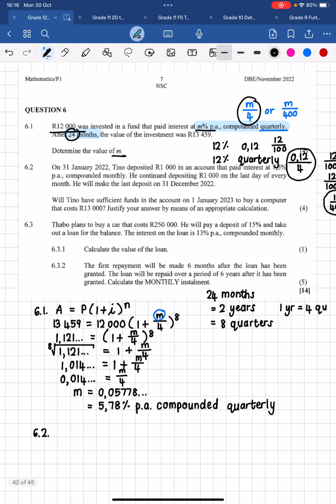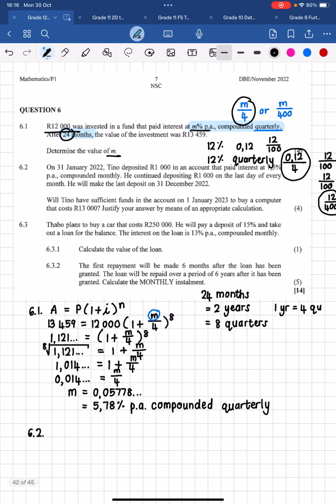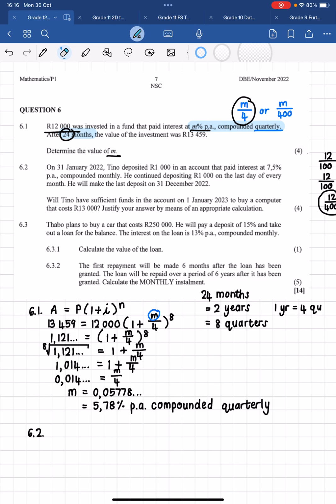6.2. On 31 January 2022, Tino deposited 1,000 Rand in an account that paid interest at 7.5% per annum compounded monthly. So I'm going to put that 7.5% over 12, because it's monthly now. He continued depositing 1,000 Rand on the last day of every month.